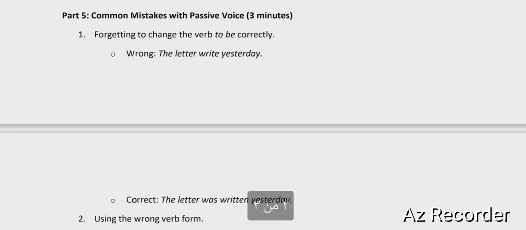Common mistakes with passive voice. 1. Forgetting to change the verb to be correctly. Wrong: the letter write yesterday. Correct: the letter was written yesterday. 2. Using the wrong verb form. Wrong: the house was build in 2000. Correct: the house was built in 2000.